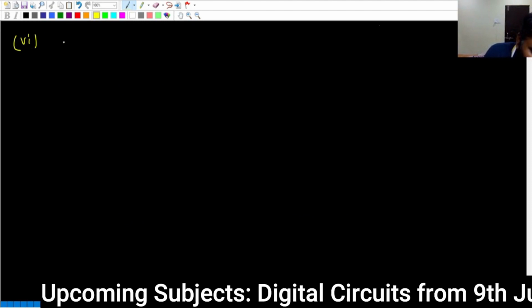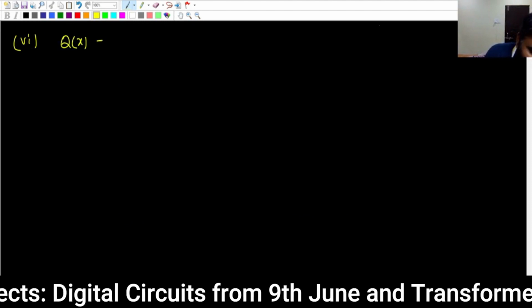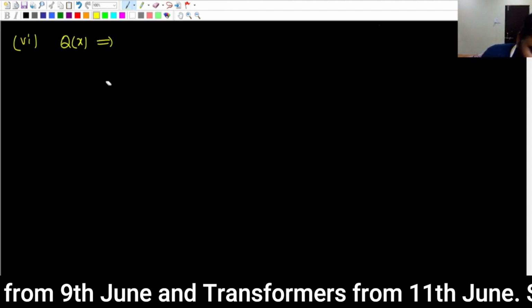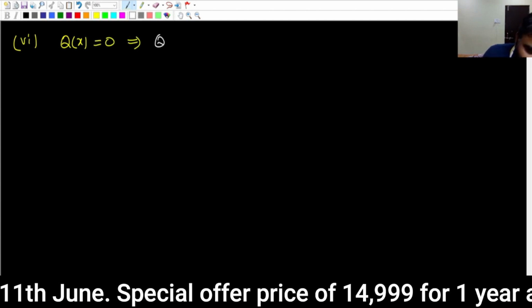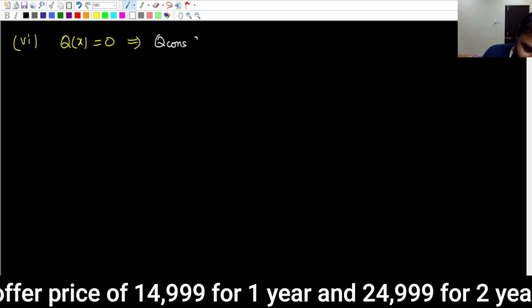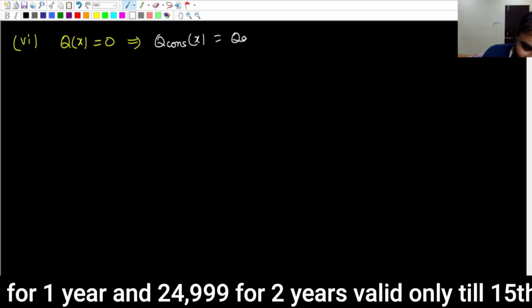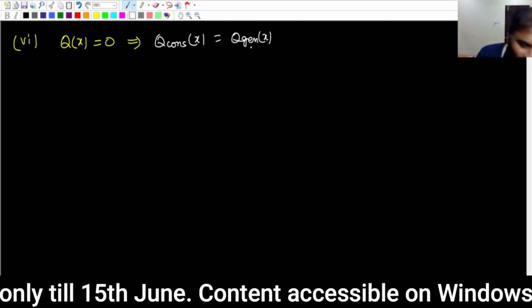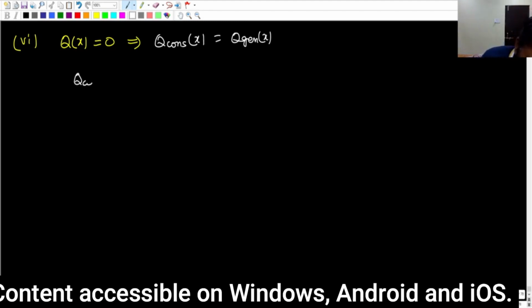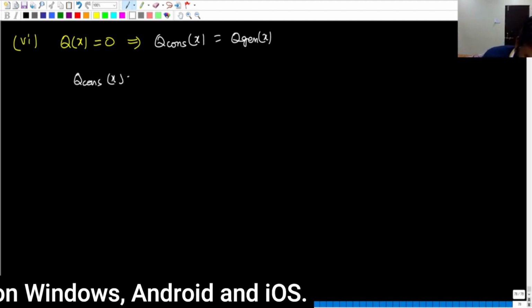Q of x equal to 0, what does it indicate? It indicates reactive power consumption of x equal to what? Reactive power generation of x. Yes or not? But tell me, what is the reactive power consumption formula? Reactive power consumption of x equal to what now?